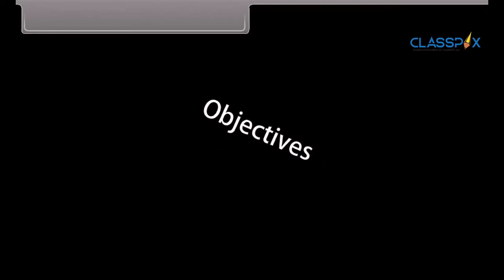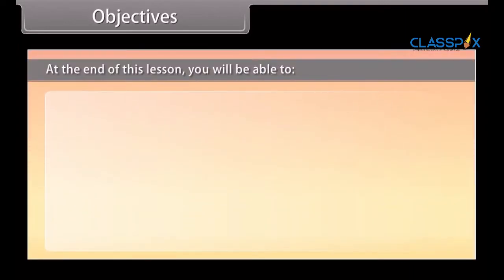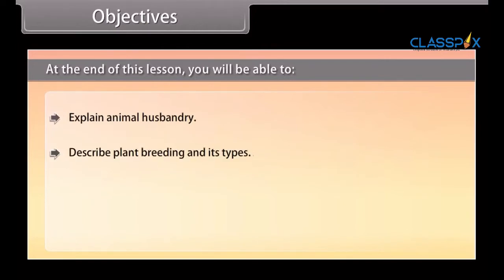Objectives. At the end of this lesson, you will be able to explain animal husbandry, describe plant breeding and its types, know single cell protein, and explain tissue culture.